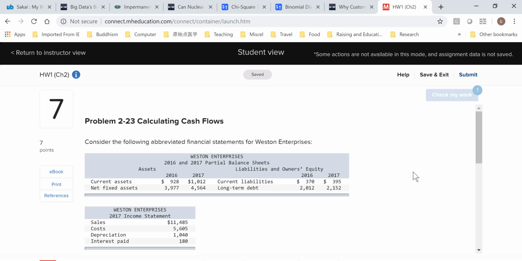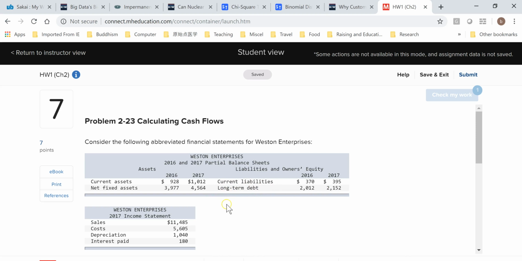This is question number 7 of homework 1, problem 2.23. Consider the following abbreviated financial statements for Western Enterprises. We have a two-year partial balance sheet. We're given current assets, net fixed assets for 2016 and 2017, as well as the current liabilities and long-term debt. So what's missing here?